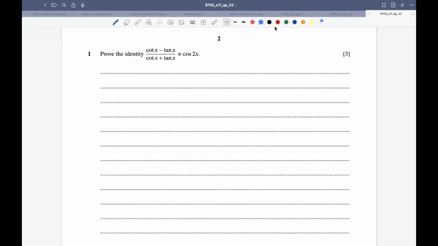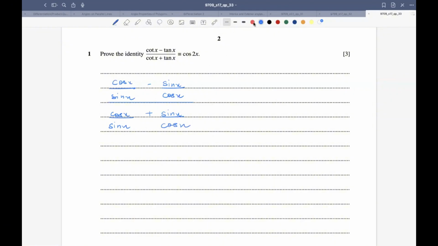In question 1, we have to prove the identity (cot x minus tan x) upon (cot x plus tan x) equals cos of 2x. So we know that cot x can be written as cos x upon sin x, and tan x is equal to sin x upon cos x. So the numerator will become cos x upon sin x minus sin x upon cos x. And we'll do the same with the denominator. So that will become cos x upon sin x plus sin x upon cos x.